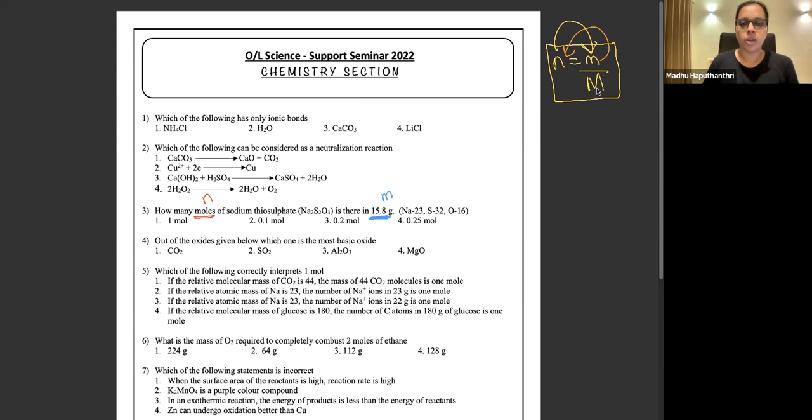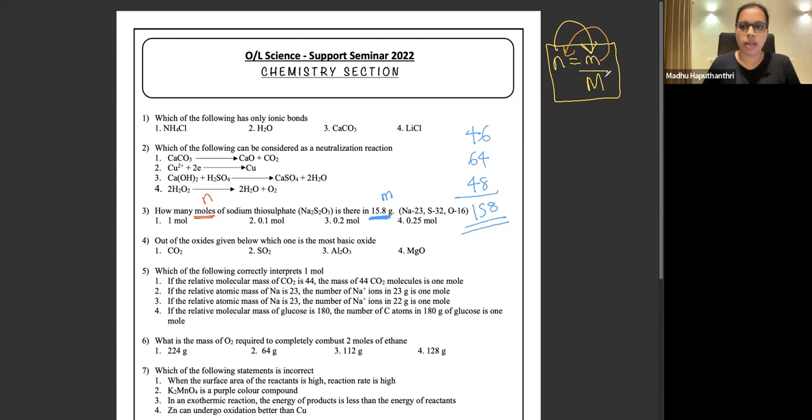Then I have to find the molar mass. So in sodium thiosulfate, there are 2 sodiums, 23 by 2, that is 46, 2 sulfur, 32 by 2, 64, 3 oxygens are there, 16 by 3, 48. Then you have here 8, from this altogether 158. So this is 158 grams per mole.